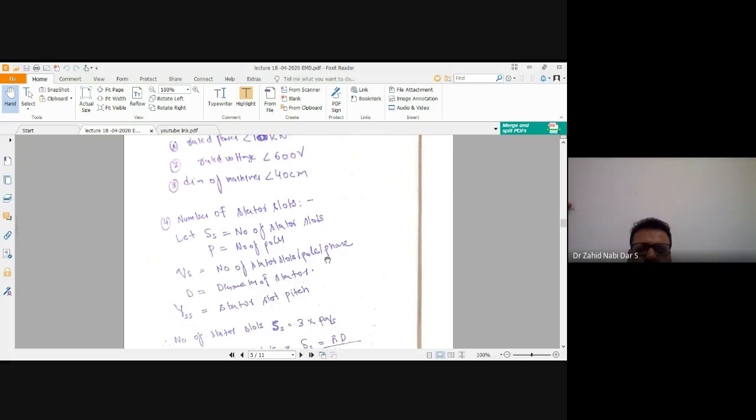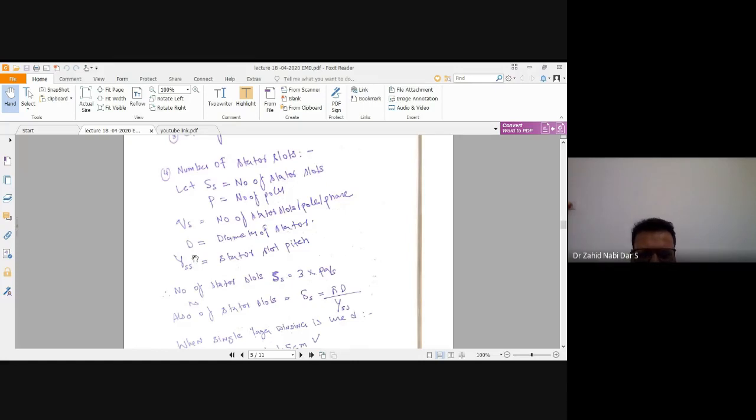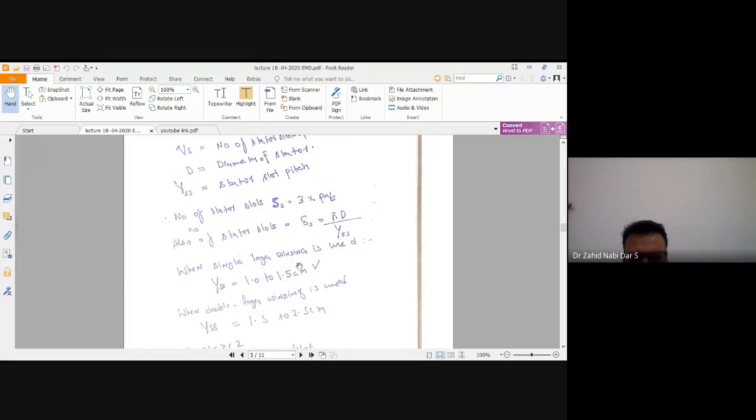Now, how do we calculate the number of slots? Here I have mentioned QS is the number of stator slots per pole per phase. This QS cannot be less than or equal to 2. It would always be greater than 2. Usually we will take this as 3. In another problem which I have solved, please have a look at it, how I have calculated, it will clear your confusion in that regard. So this is the number of stator slots. You calculate with this formula and the current density, and this is the range.